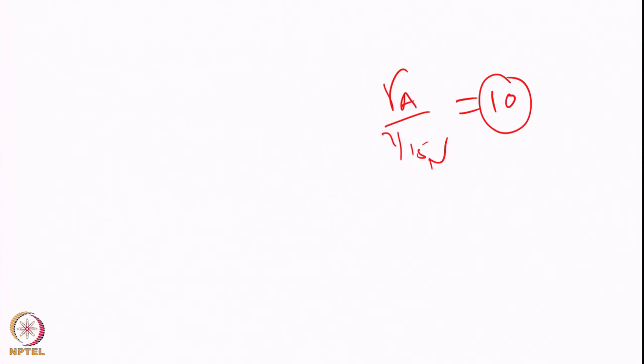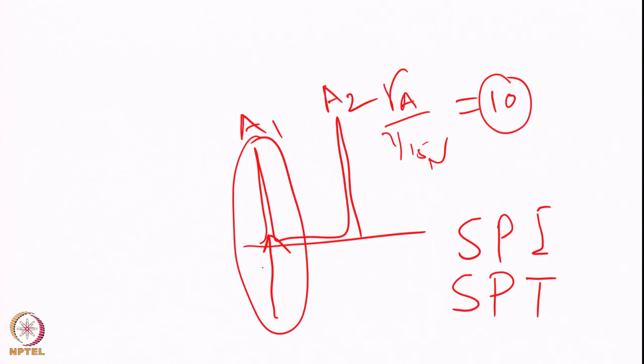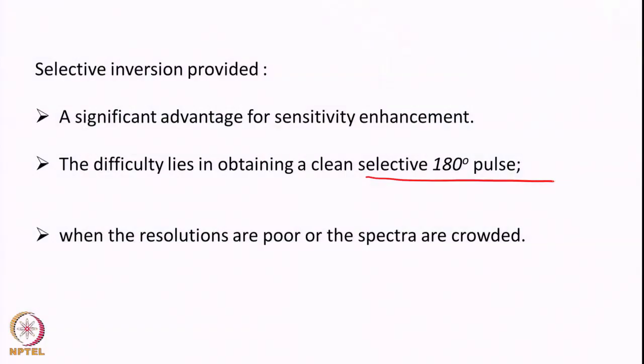So that is what we do in SPI, selective population inversion, or this is also called selective polarization transfer. In both cases we are getting quite a bit of enhancement, but the problem is that we have to select a transition and apply a transition selective pulse for inverting the population of either A1 or A2. So for this case we need selective population inversion, which in many multiplets becomes difficult. We get all those selective enhancements, but selecting a 180 degree pulse which is very specific to a particular transition is difficult. And when there is a crowded spectrum, selecting a transition which can be inverted is really difficult.